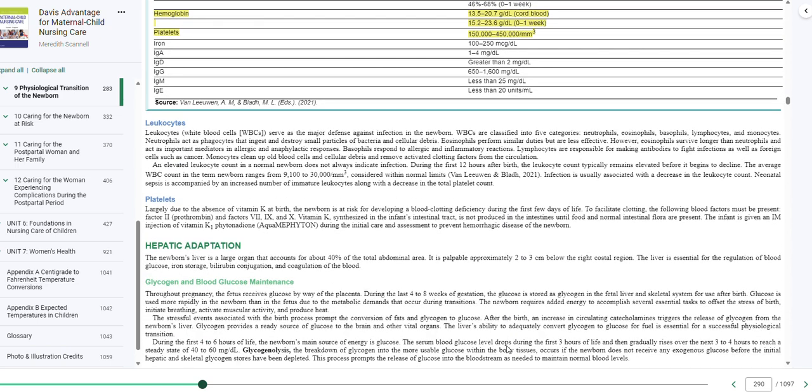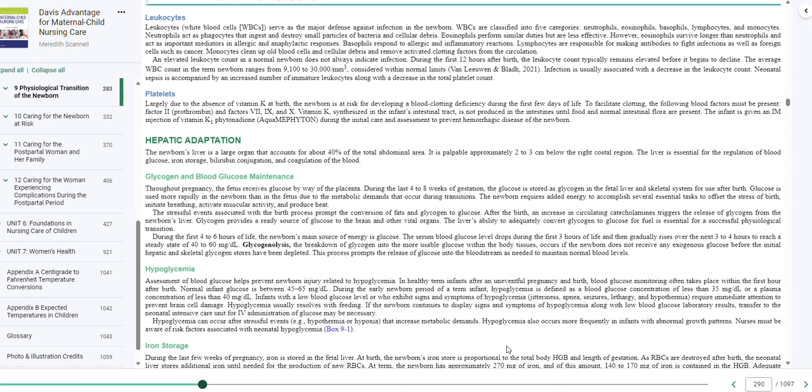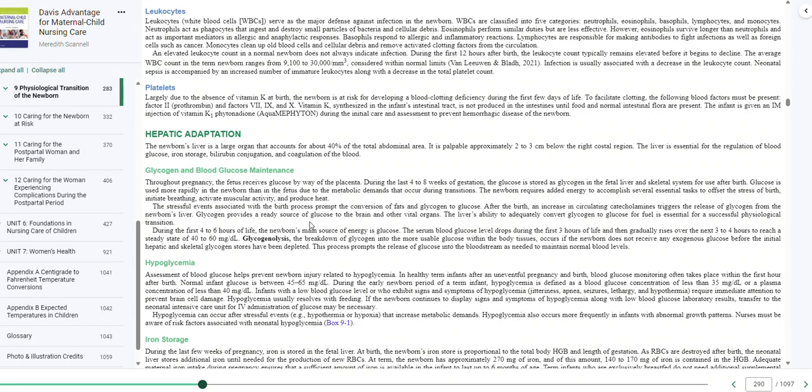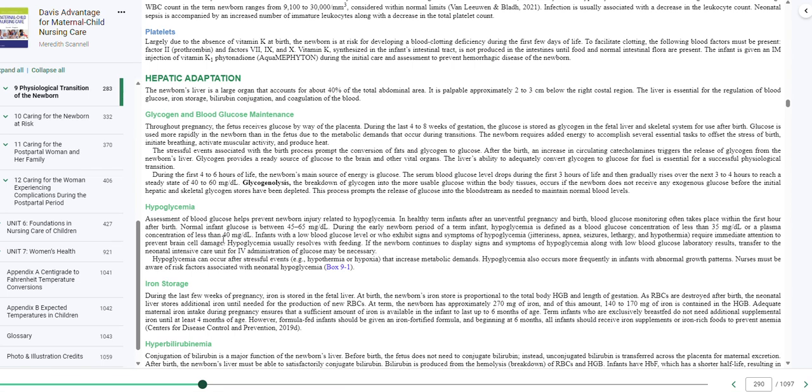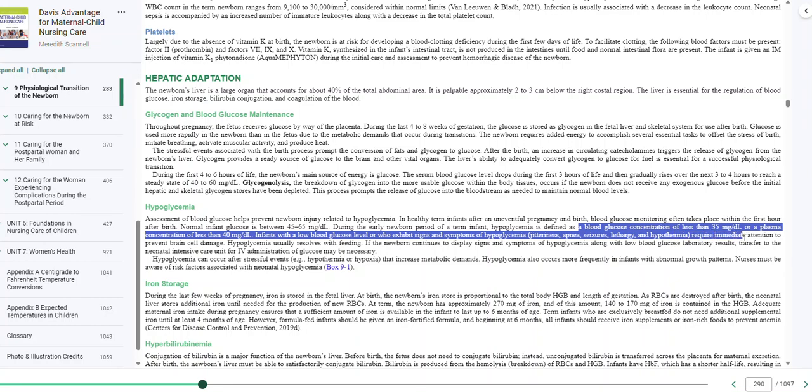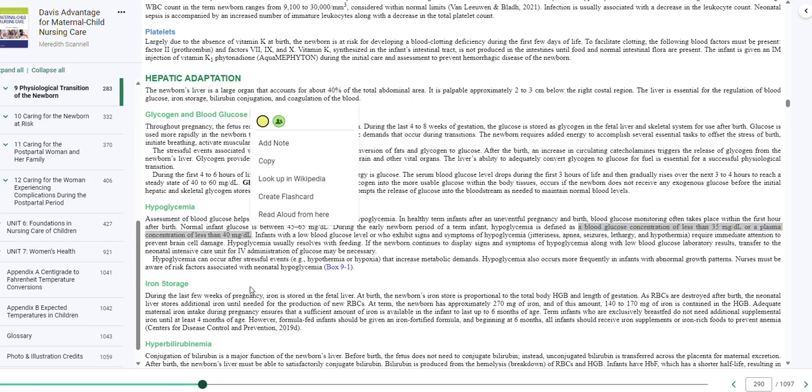This is talking about hepatic adaptation, so the liver, how the liver adapts, and how glycogen and glucose are stored. I want you to look at hypoglycemia, okay? So this is another wink and a lollipop. So the blood glucose concentration of less than 35 or plasma concentration of less than 40 is what we're looking at, okay? For anything at Archbold, it's 40 or less, okay?